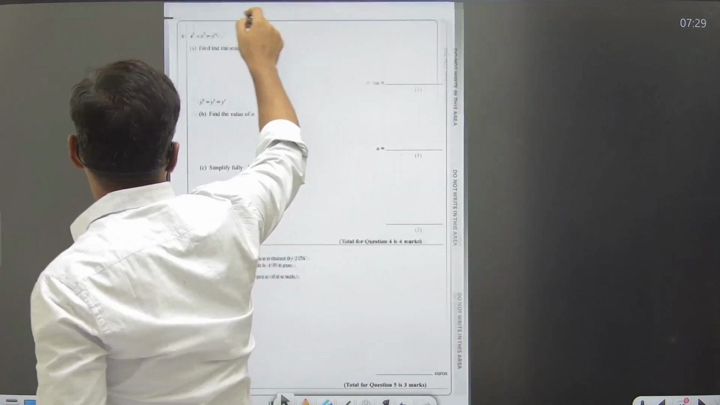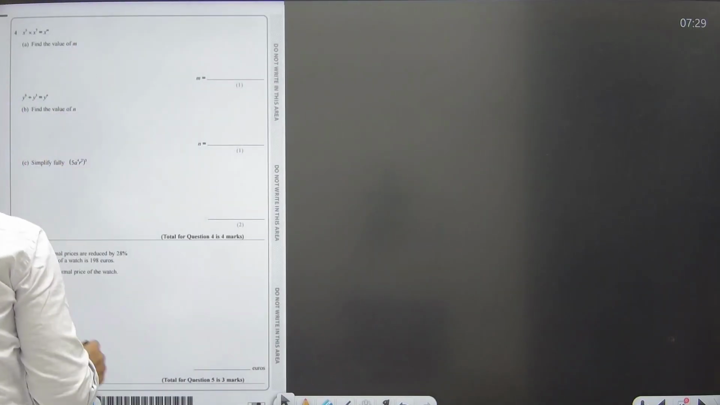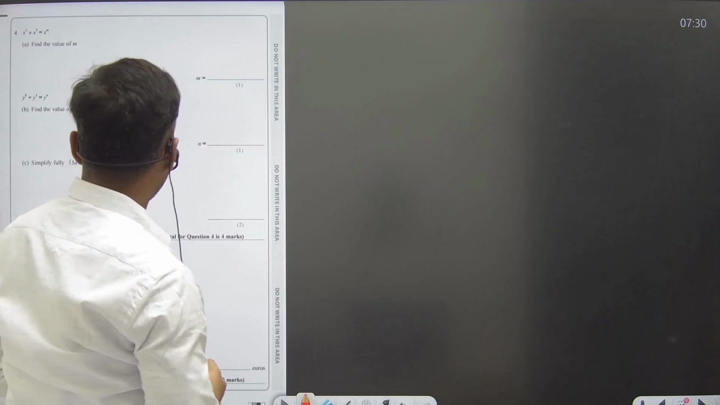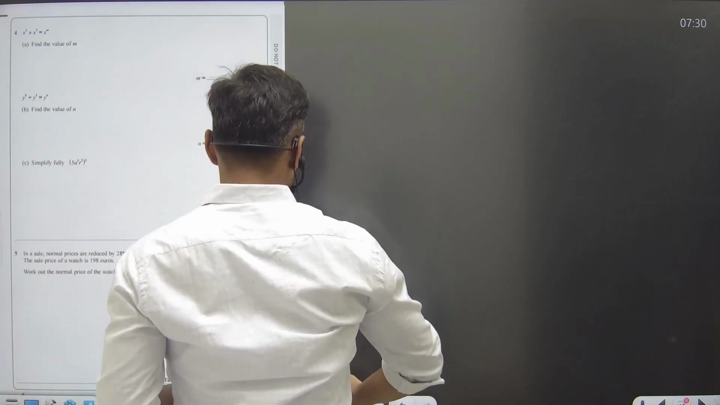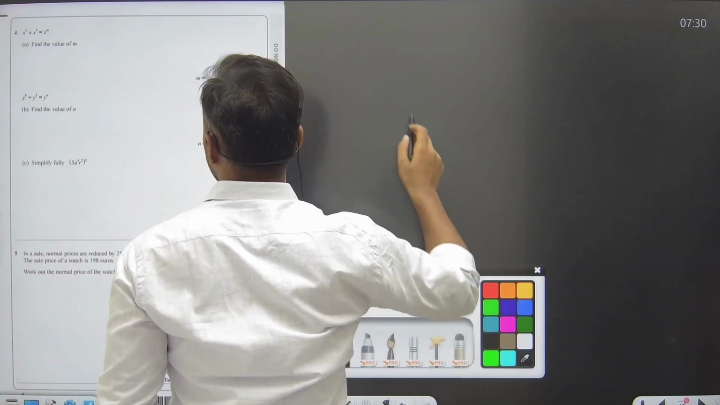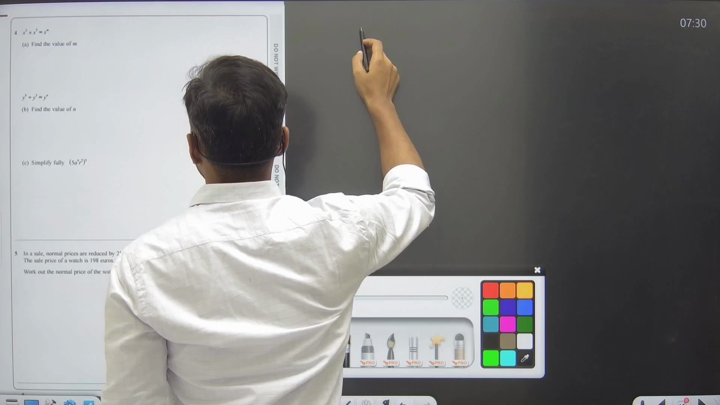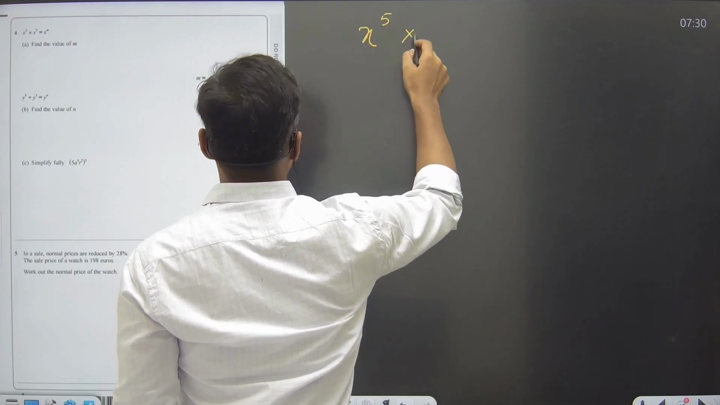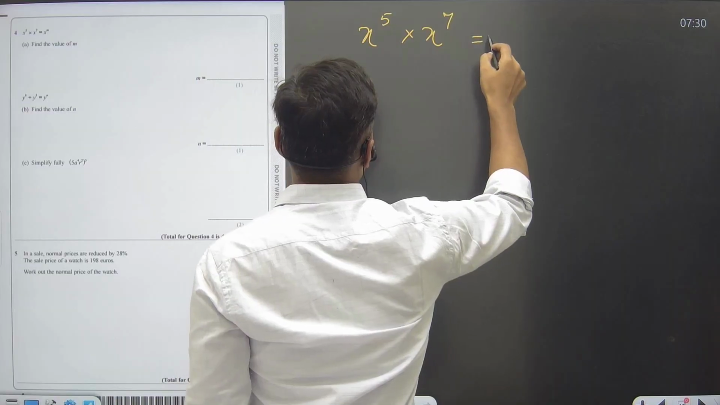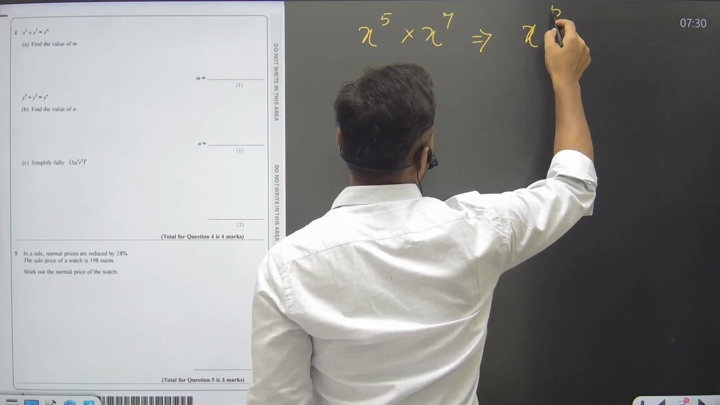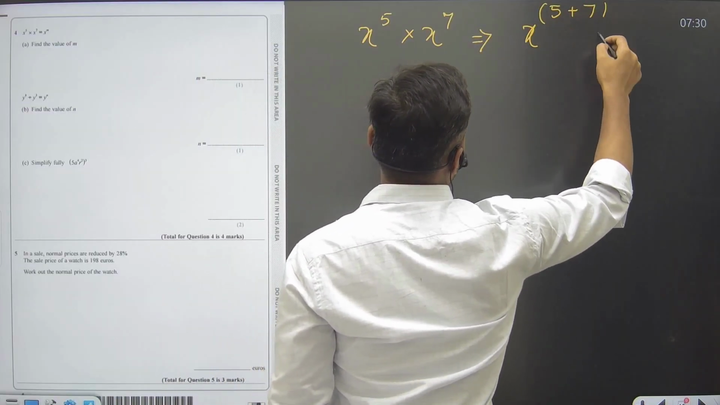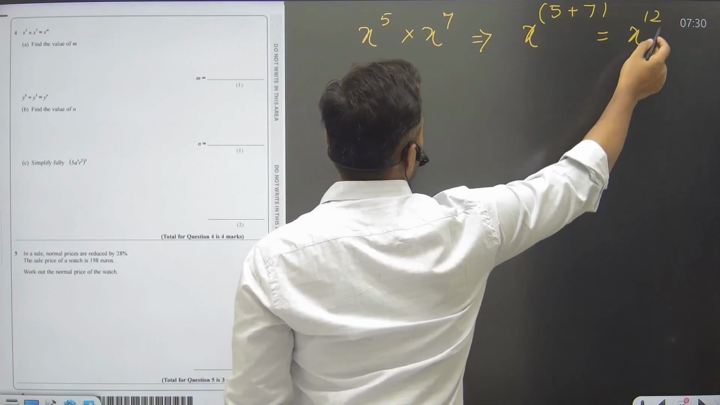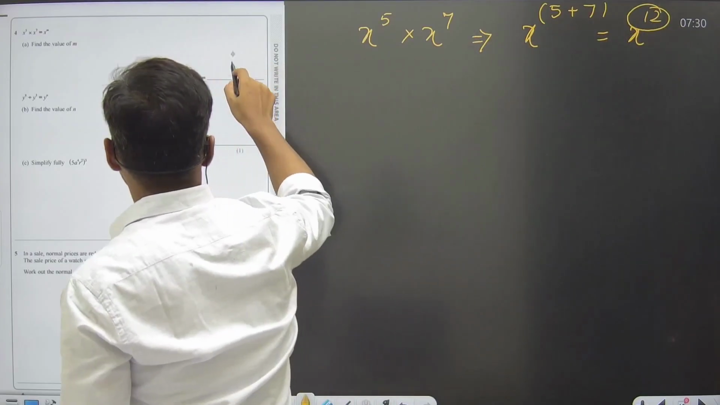x power 5 cross x power 7 equals to x power m. Find the value of m. So applying the laws of exponent here, students, we know x power 5 cross x power 7 will be equals to x power 5 plus 7, that is x power 12. So the value of m will be 12.